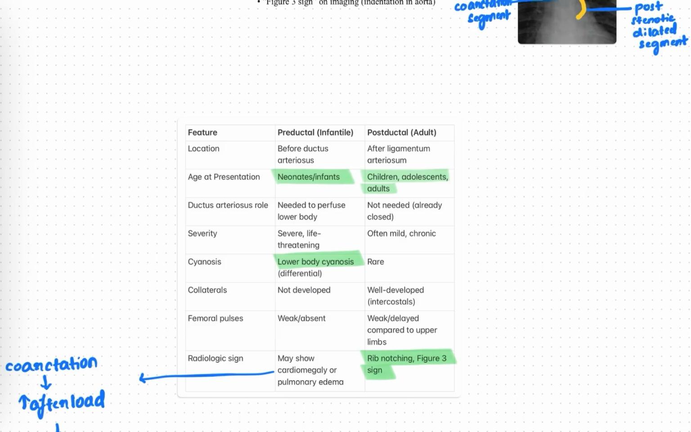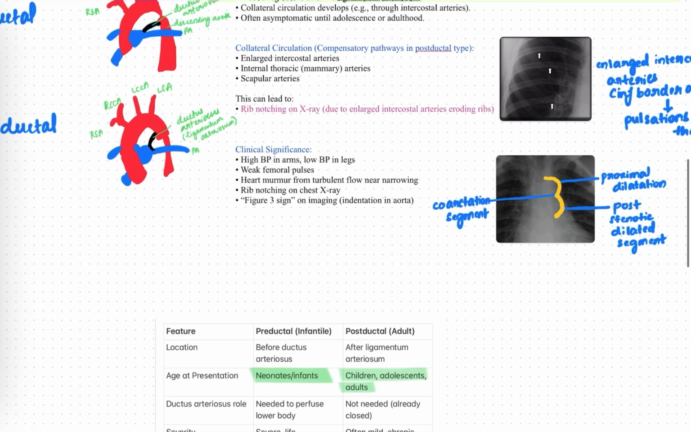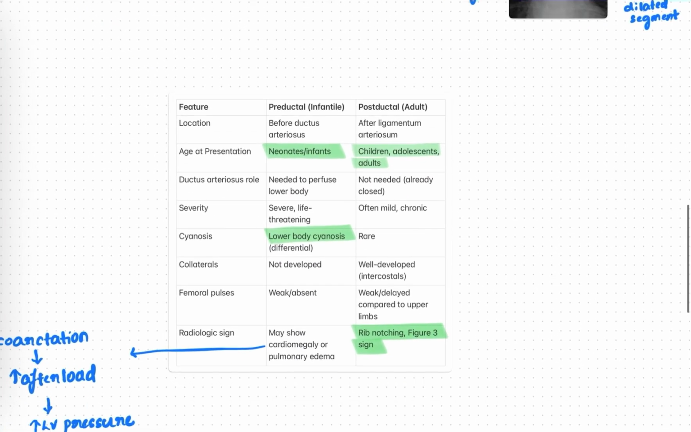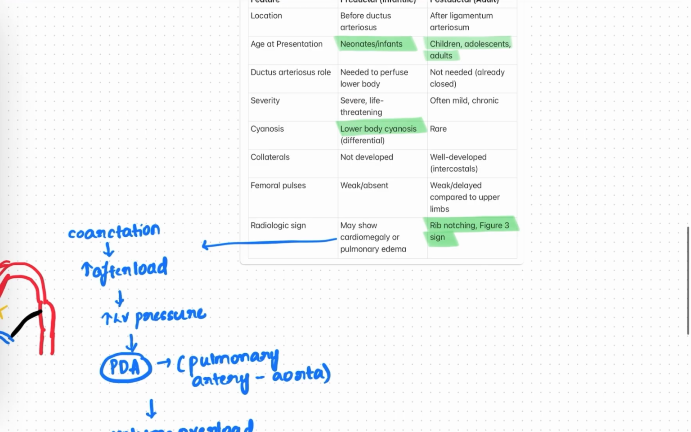The collaterals are not developed in preductal because there is patent ductus arteriosus, but they are well developed in postductal type, through the intercostal arteries and also scapular arteries and also internal thoracic mammary arteries. Next, femoral pulses are weak or absent in preductal type, but weak or delayed compared to the upper limb in postductal type. So the radiological signs are different here.